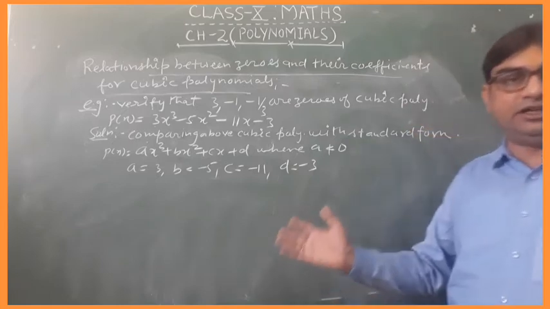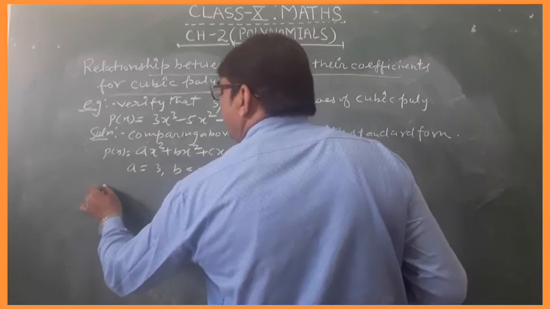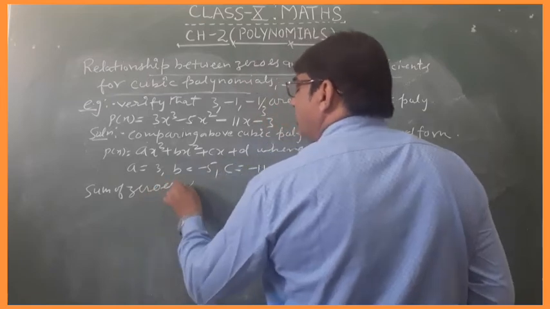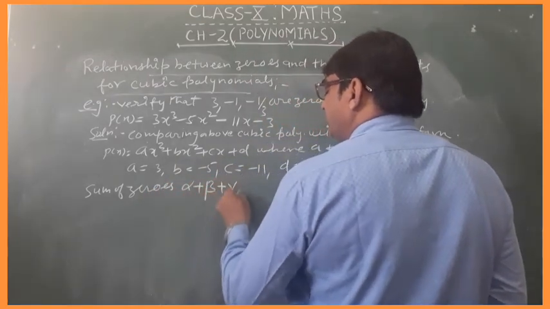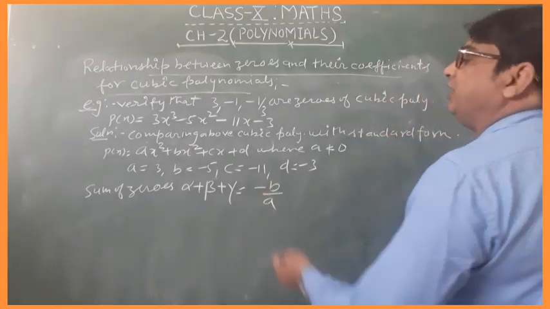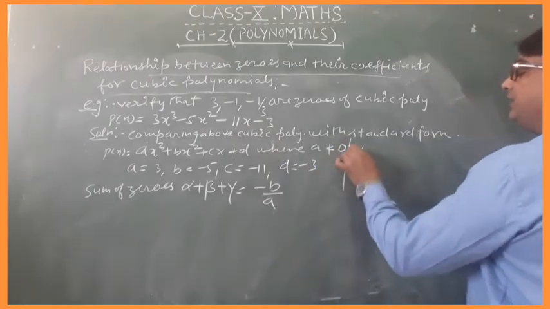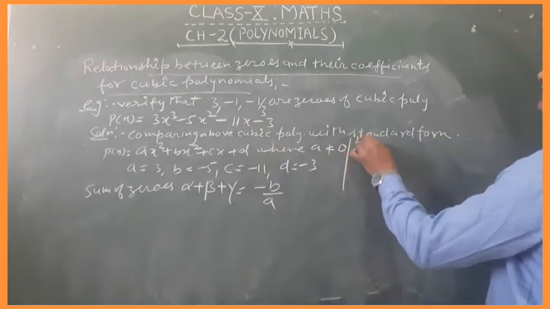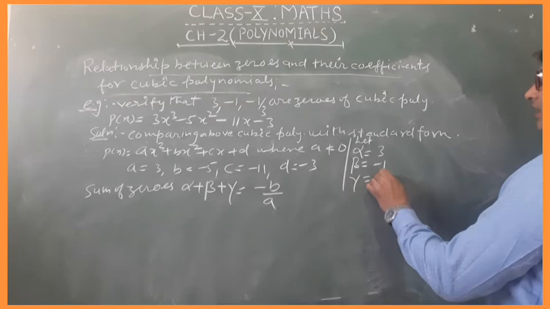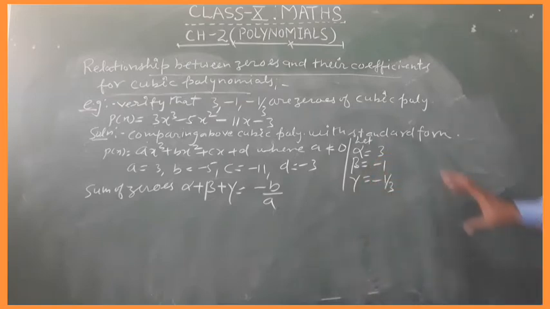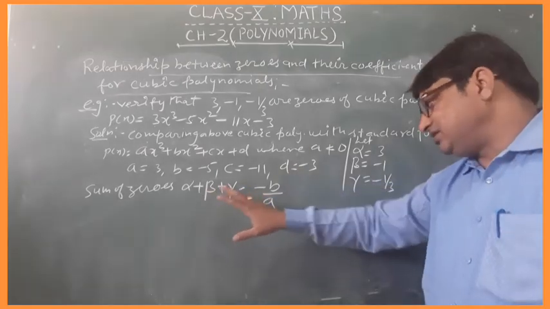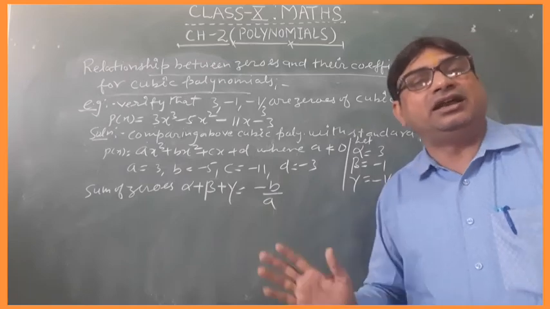Already recently we have proved the sum of zeros: alpha plus beta plus gamma is equal to minus b by a. So putting the values, let alpha is equal to 3, beta is equal to minus 1 and gamma is equal to minus 1 by 3. Putting all values in the given relation, if LHS is equal to RHS, then hence verified.